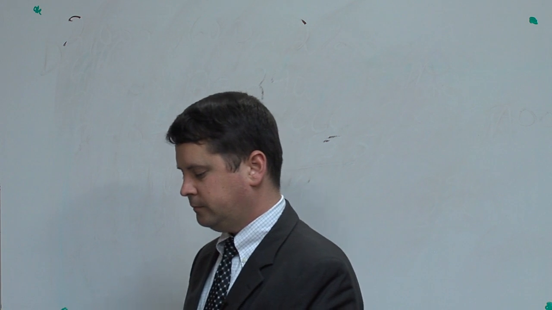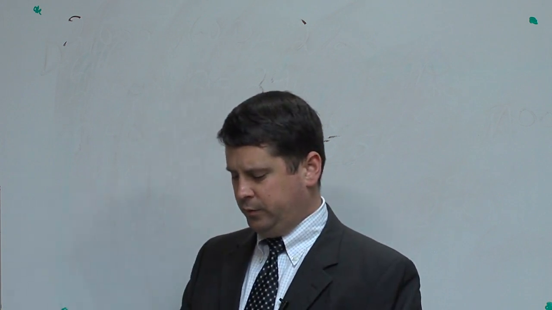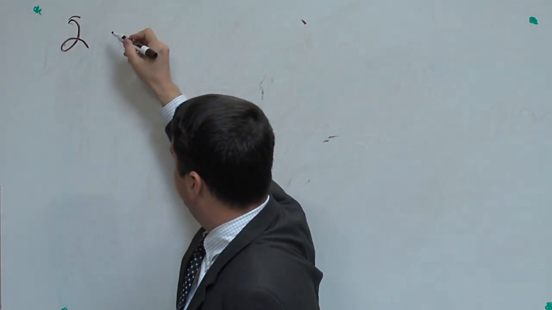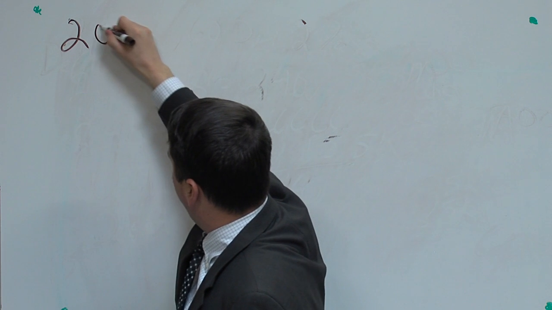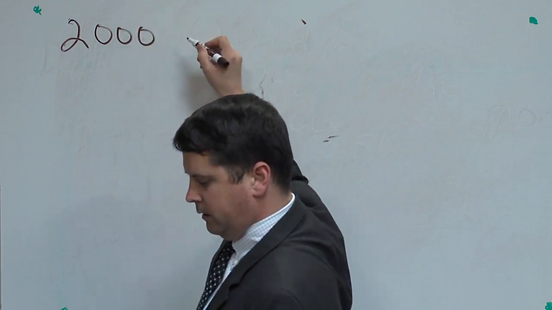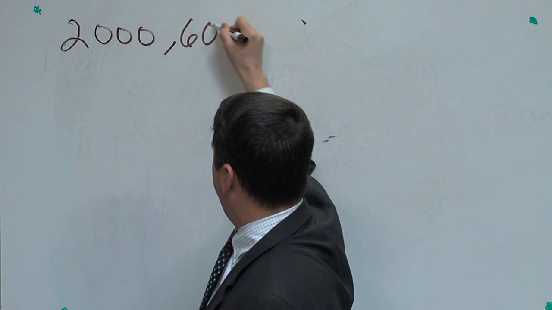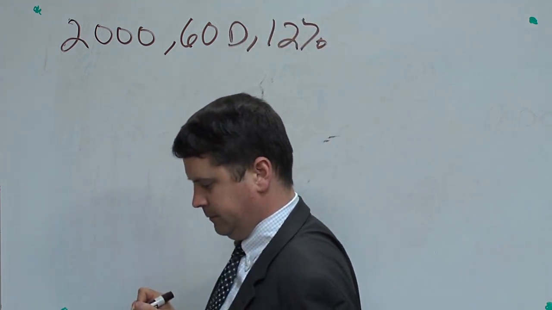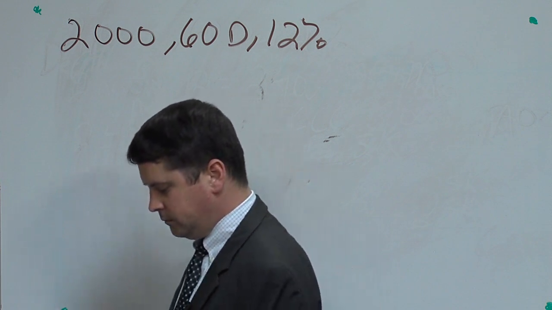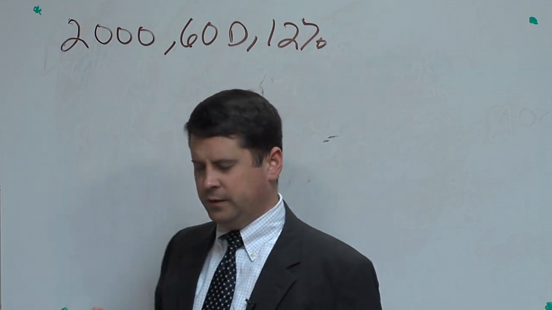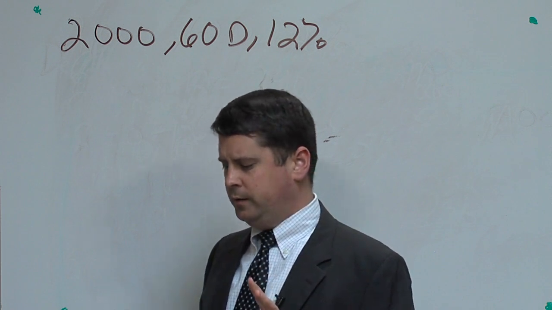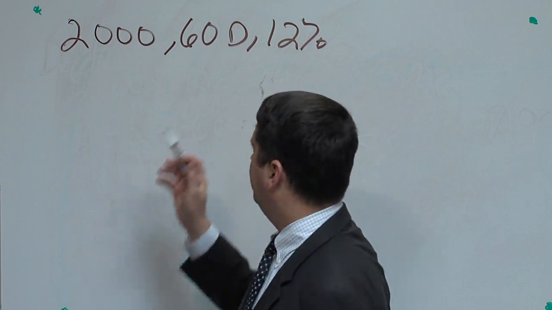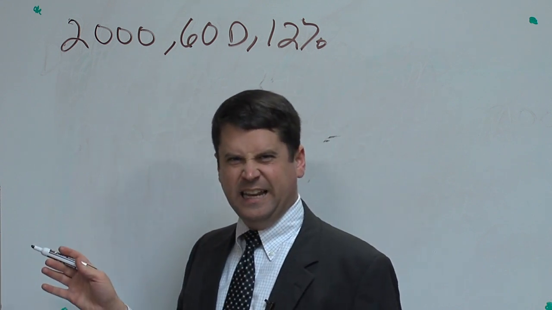I'm going to give an example now of a $2,000 note. And it's a 60-day note, 12% interest. So let's do two things. Number one, let's calculate how much interest you're going to have to pay on this note in 60 days.